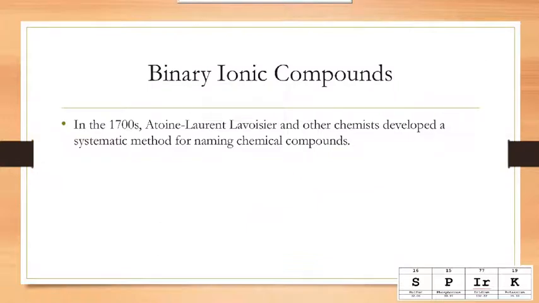So we want to start talking about binary ionic compounds. In the 1700s, Antoine Lavoisier and other chemists developed a systematic method for naming chemical compounds, because all too often, chemicals that they were using just had common names, like baking soda, but that became difficult to remember all of these different compound names, so they decided to come up with a naming system.